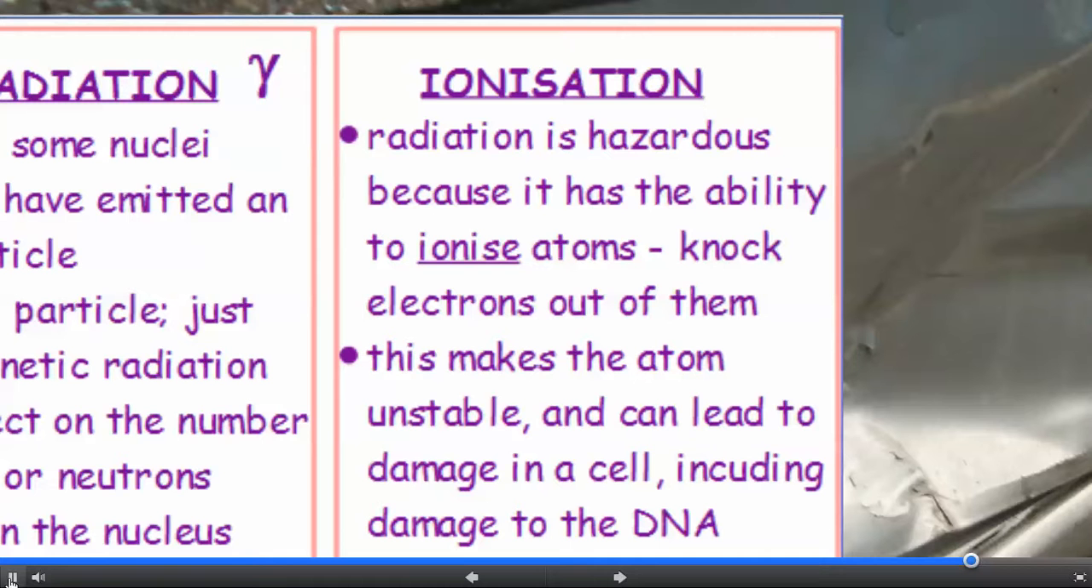Ionization. Now, radiation is extremely hazardous because it has the ability to ionize atoms. In other words, to knock electrons out of them. And this makes the atom unstable, and it can lead to damage in a cell, including damage to the DNA.